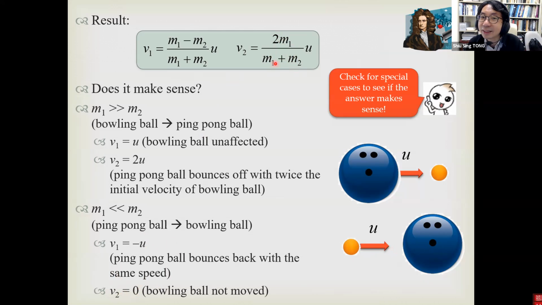Okay. Now this is about 2M1 divided by M2. If M2 is much larger than M1, this is essentially 0. So the bowling ball does not move. So now we check the two limiting cases, and they make sense to us, right?